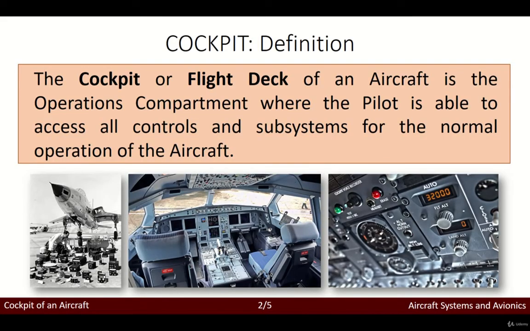As you probably know, the cockpit, also known as the flight deck of an aircraft, is the operations compartment where the pilot is able to access all controls and subsystems for the normal operation of the aircraft. So the main idea of the cockpit is that the pilot will be able to control all of the control surfaces of the aircraft, that is, for instance, the ailerons, the tail configuration and many more, in order to make the aircraft move in one direction or another, right?